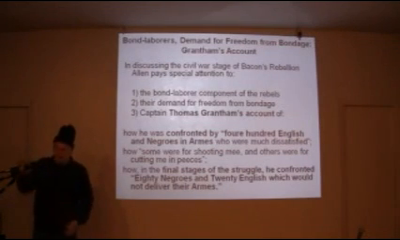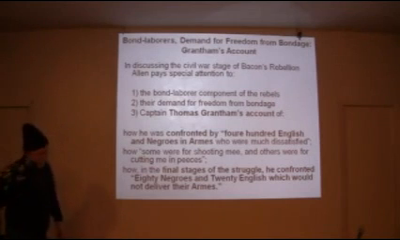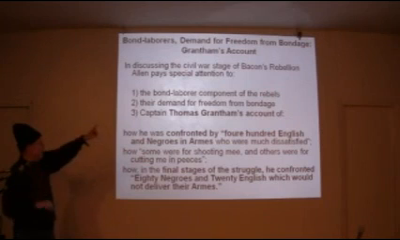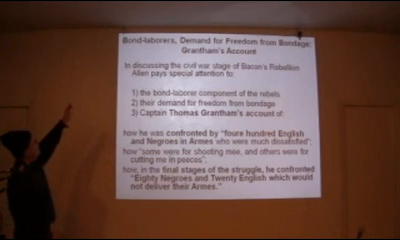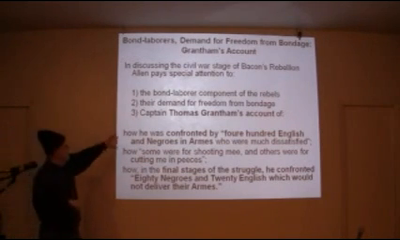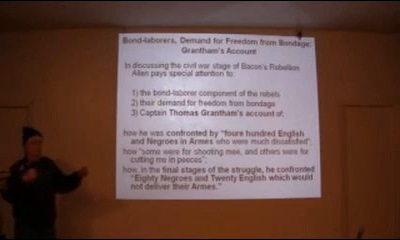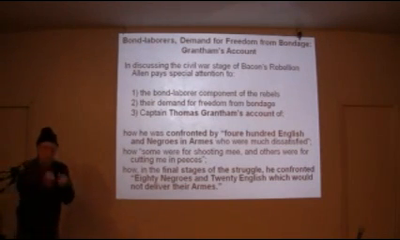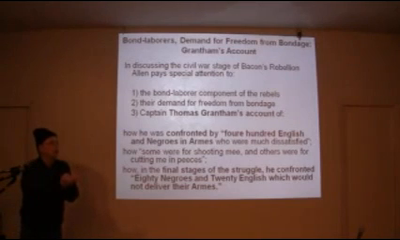When Bacon's Rebellion is finally put down, there's this account which I showed you early in the session, of Thomas Grantham. Grantham's account again here: 400 English and Negroes in arms. You have European Americans and African Americans fighting together for freedom from bondage. You won't see that for the next 300 years.